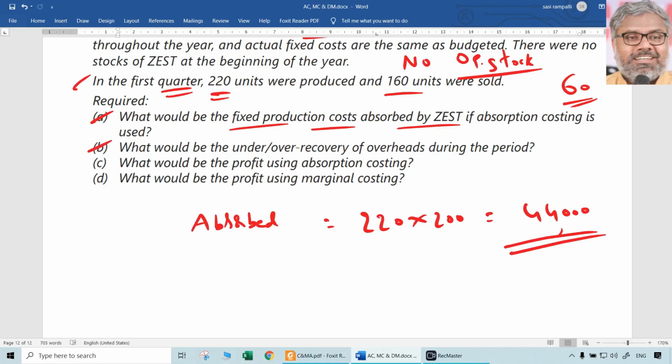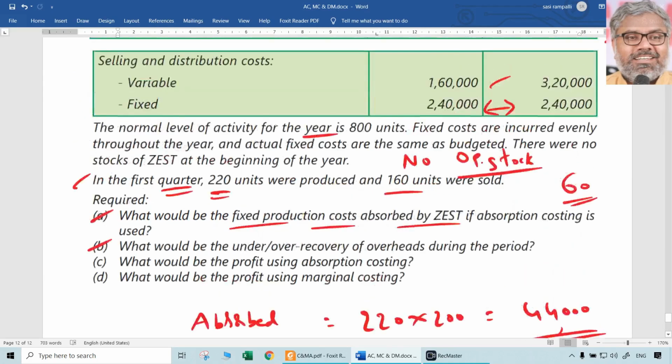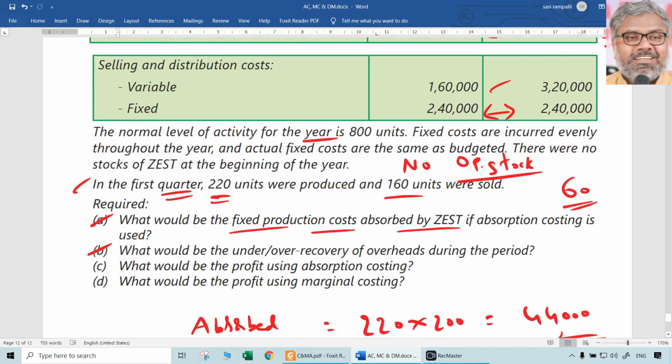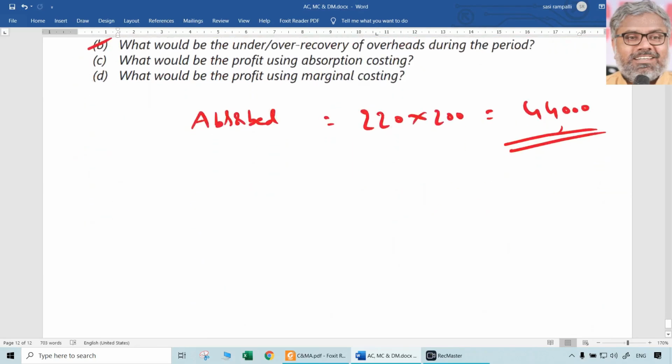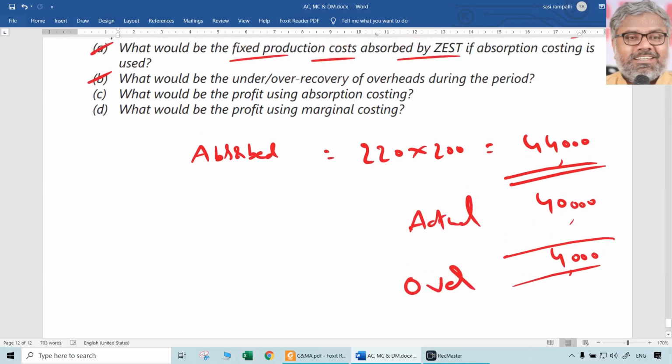Second question, what would be the under or over recovery of overheads during the period? How do we know that? Because this is absorbed, what is actual? He said as budgeted only it is actual. What was budgeted? 1,60,000 for the entire year. If 1,60,000 for the entire year, for one quarter how much will that be? Divided by 4, that means 40,000. Which means, is there over absorption or under absorption? Absorbed is more than actual. That means 4,000 rupees over absorption of fixed overheads according to this data. That was question B.